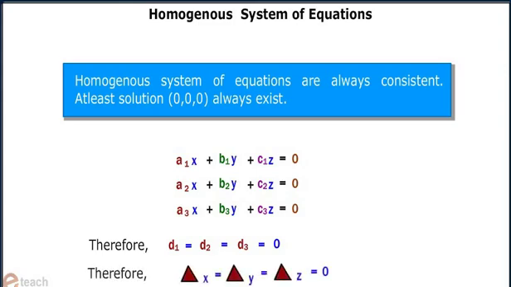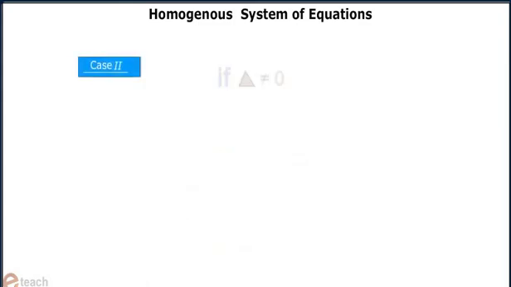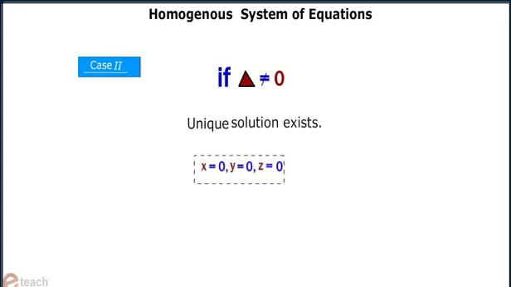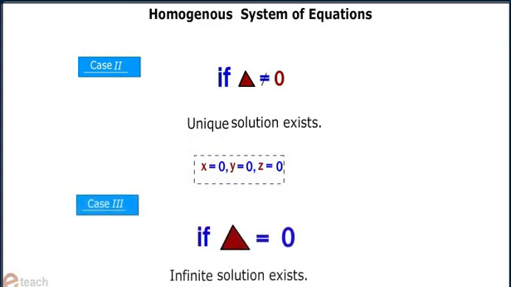Therefore, delta x is equal to delta y is equal to delta z is equal to 0. Case 2. If delta is not equal to 0, a unique solution exists. That is, x is equal to 0, y is equal to 0 and z is equal to 0. Case 3. If delta is equal to 0, an infinite solution exists.